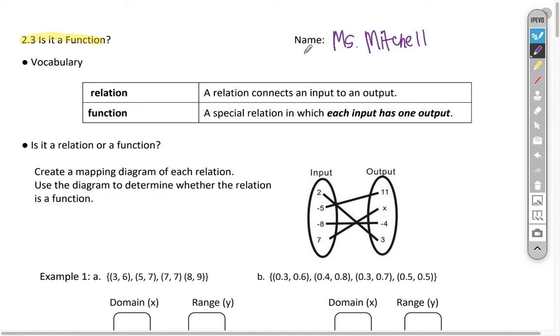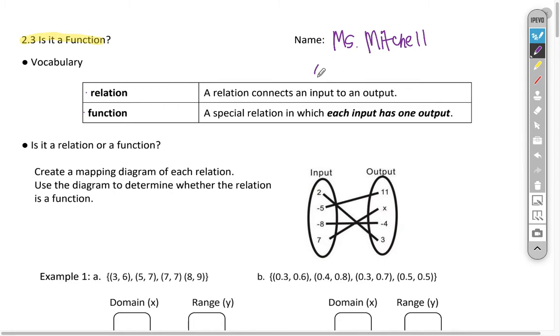All right, so we learned in 2.2 what is a function, but now we need to determine, is it a function? You might be wondering, well, yeah, we just learned about it. But we actually have two vocab words here that are going to teach you the difference between what is and what isn't a function. A relation connects an input to an output.